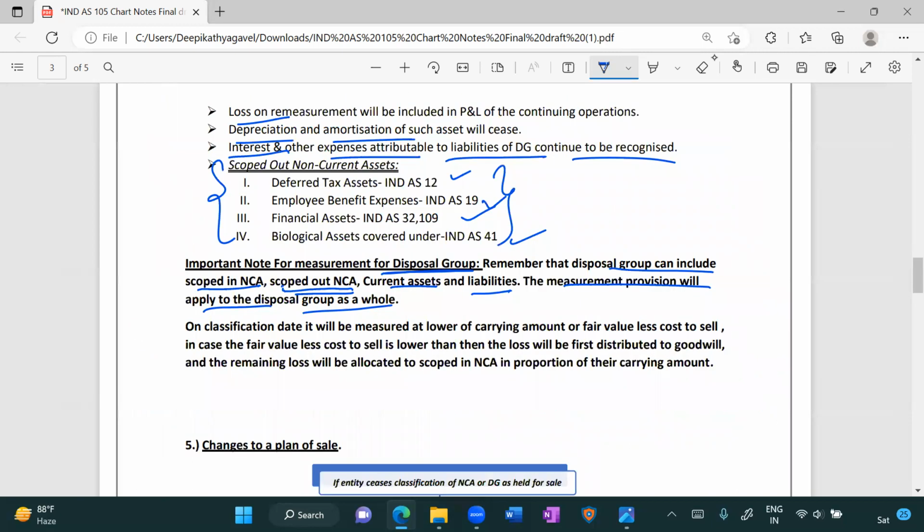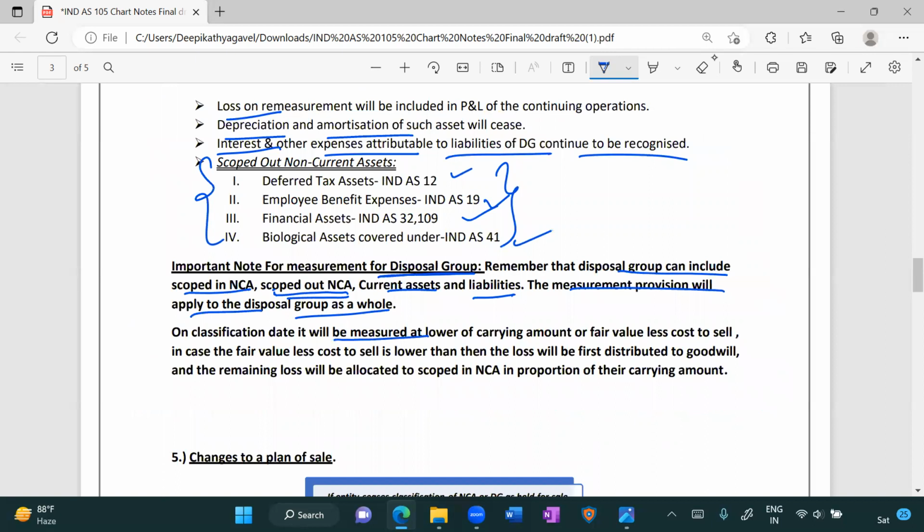On the classification date, it will be measured at the lower of carrying amount or fair value less cost to sell. In case the fair value less cost to sell is lower than the carrying amount, obviously you have to book the loss, right? Now this loss, how will you distribute? The standard says first, in case there's a loss for that disposal group, then if there's a goodwill sitting in that book, then obviously when you have a loss, how can there be a goodwill?